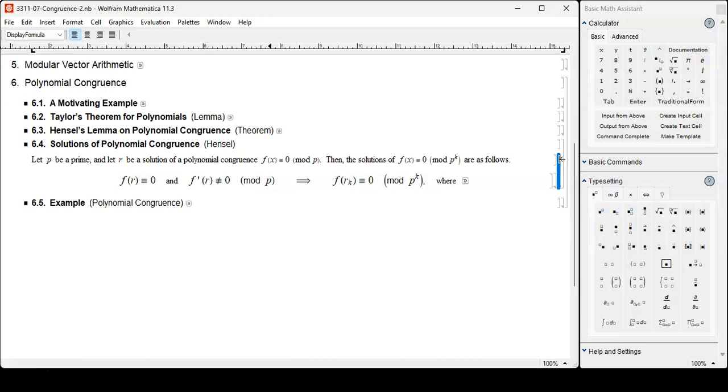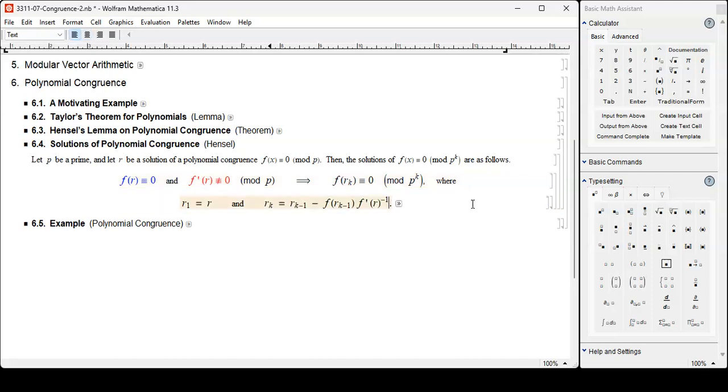Let p be a prime and r be a solution of the polynomial congruence, the base case, f of x is congruent to 0 modulo p. In other words, f of r is congruent to 0. And here's an additional condition: the derivative f prime of r is non-zero modulo p. Then the solution of the kth generation, f of x is congruent to 0 modulo p to the k power, let's name it r_k as the solution.